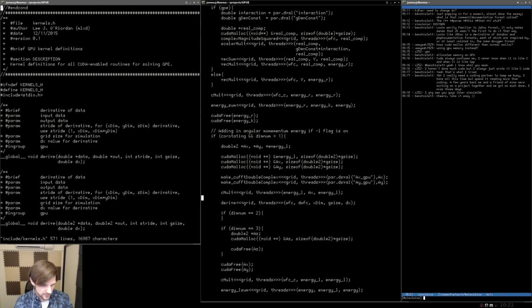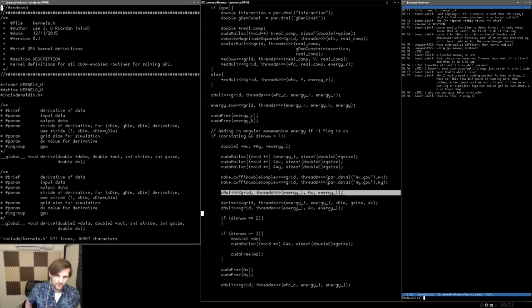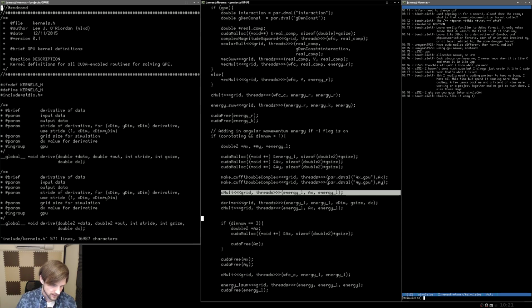So the next thing we're going to do is derive the energy L output here. So it's going to be energy L, and then output energy L. Yep, X dimension, except in this case, that's correct. So now we're going to multiply it by the AY. Okay, that's fine. We don't need this anymore.